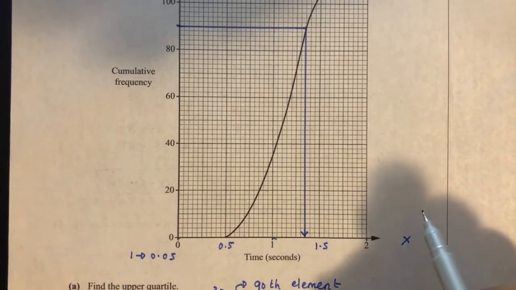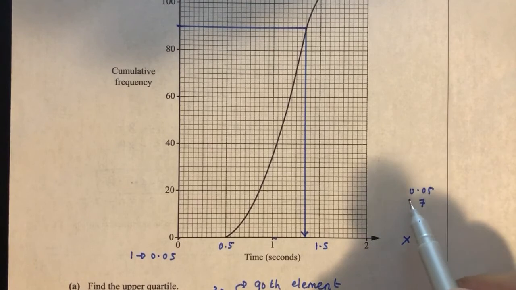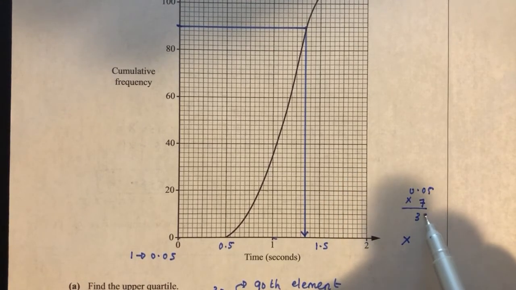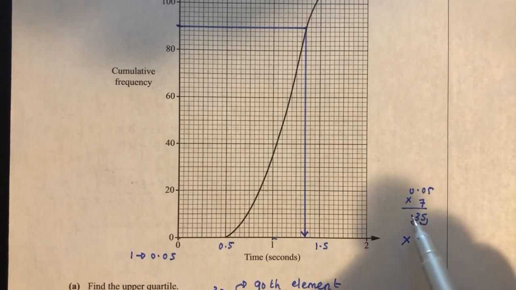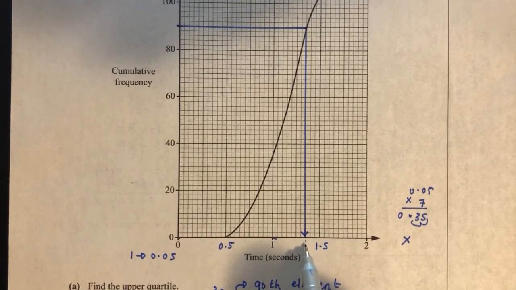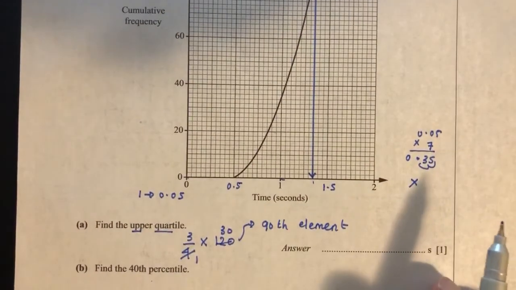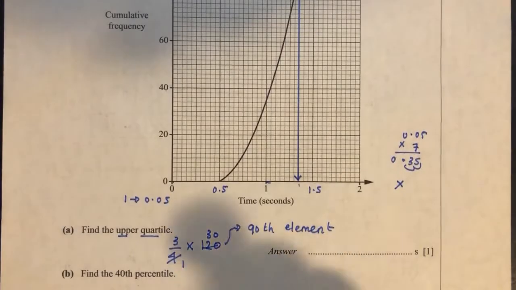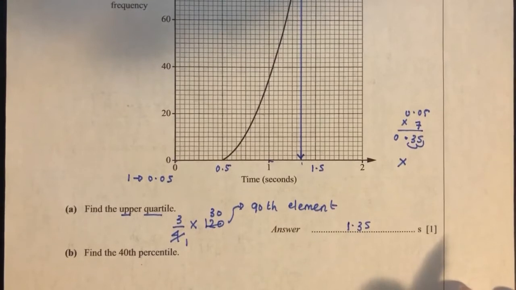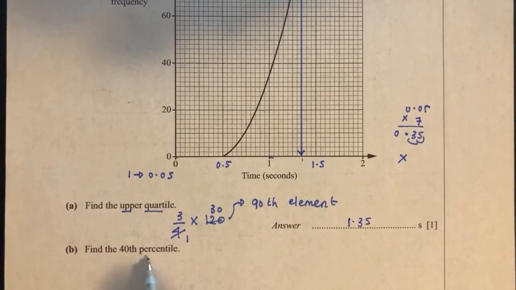So let's do the math. 0.05 times 7, that will be 5 times 7 which is 35. 2 decimal places will be here, 0.35. So this distance is 0.35, so this will be 1.35. So that is your answer for part A: 1.35 seconds. So now for part B, find the 40th percentile.